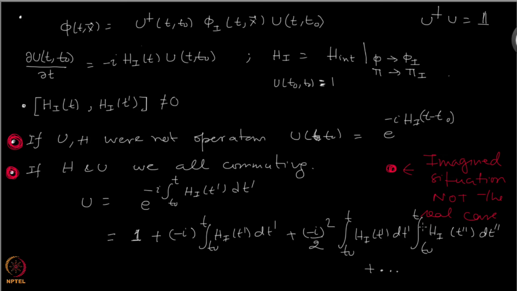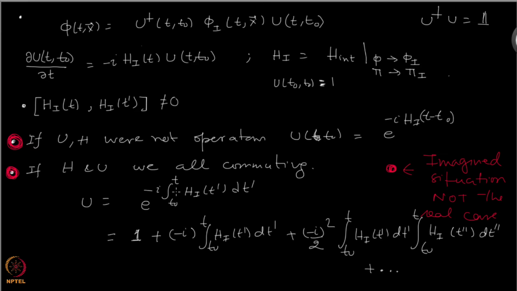Okay, and let's verify that indeed this is the case. Not difficult. So let's check that indeed what I am saying is true. Let's take that expression here, this one, and differentiate it with respect to time t. When it acts on the first term, it gives you 0. When it acts on the second term, it gives you H_I of t.